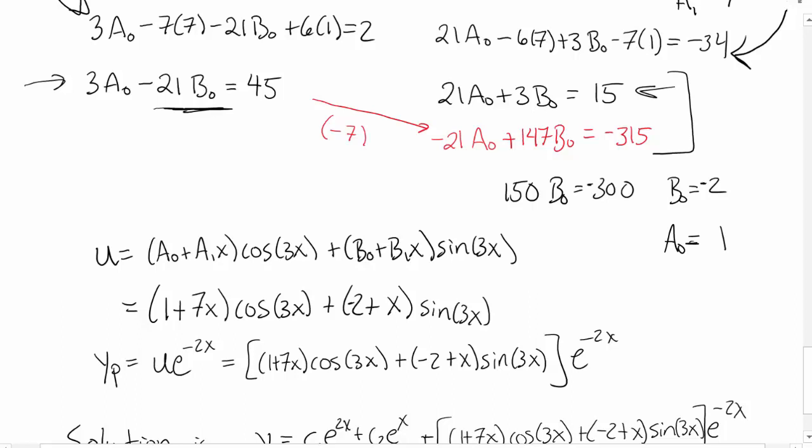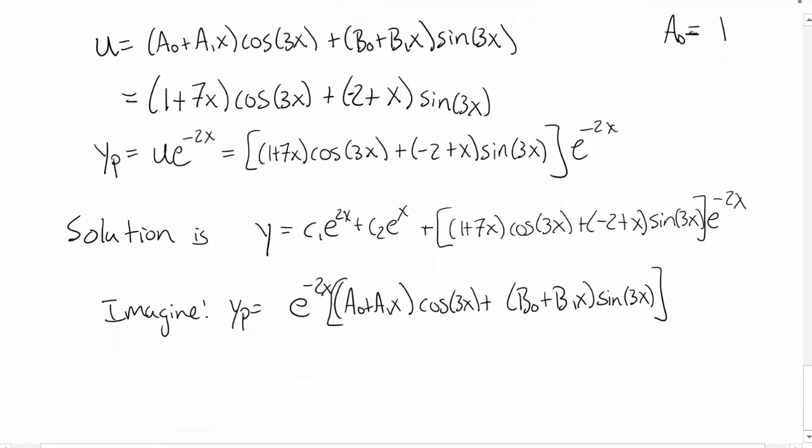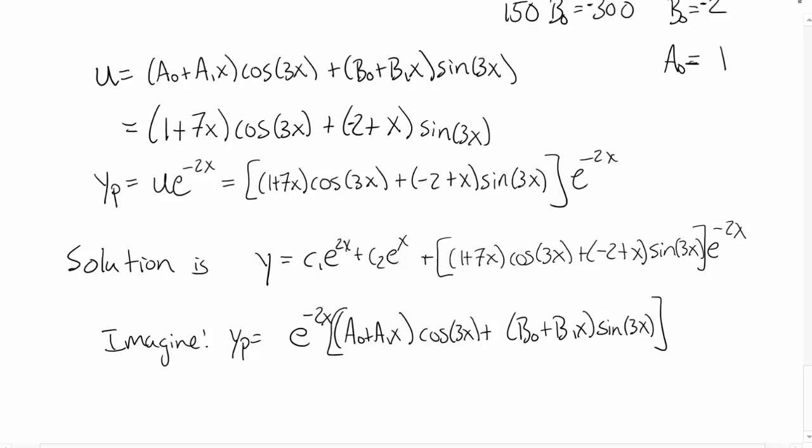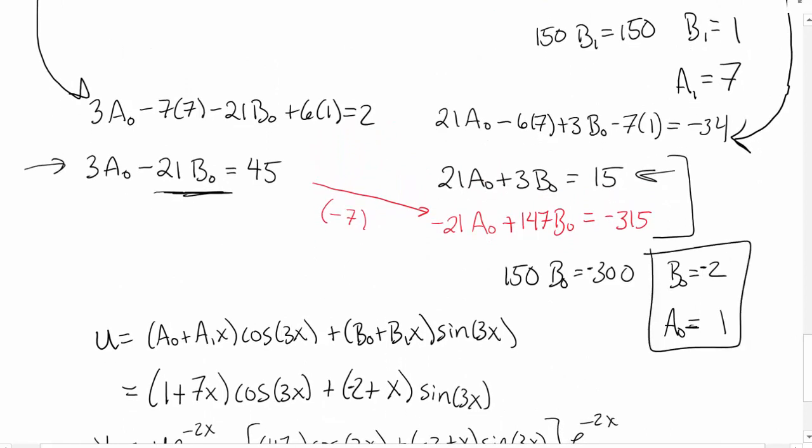Well, what does that all mean? Because a lot just happened. Remember again, my guess for u was (a₀ plus a₁x) times cosine 3x plus (b₀ plus b₁x) times sine of 3x. We plug that into the DE for u's. We got a system of 4 equations and 4 unknowns, which gave us an a₀, an a₁, a b₀, and a b₁, which you can hopefully all see right there. Yep, got all 4 of them here: 2 of them, and there are the other 2.